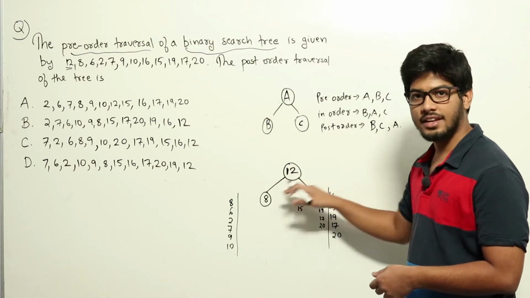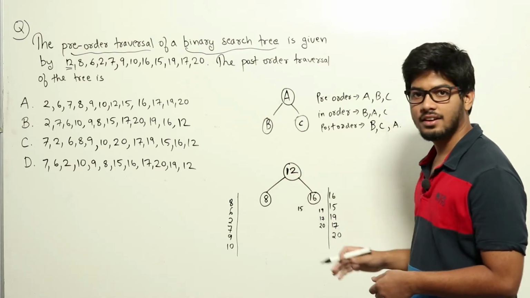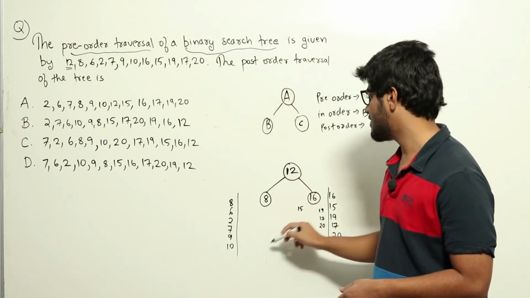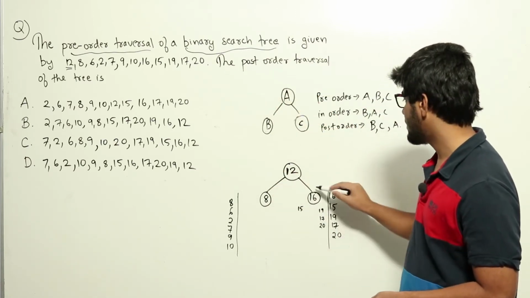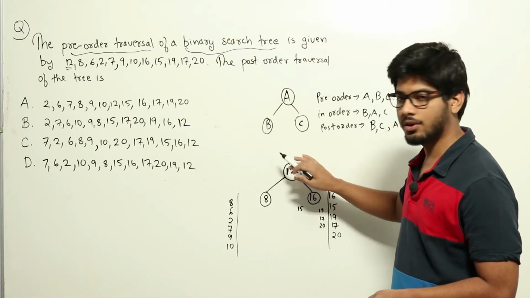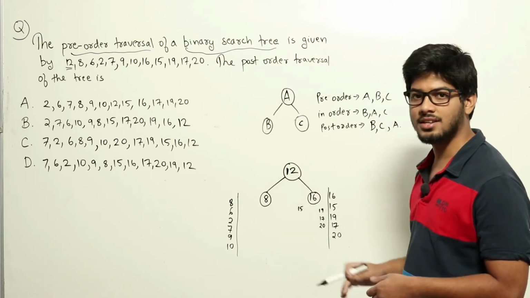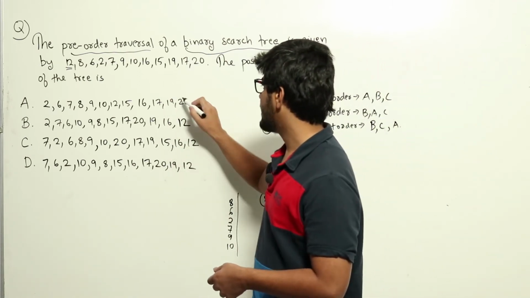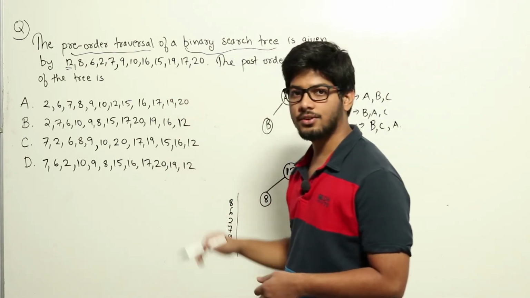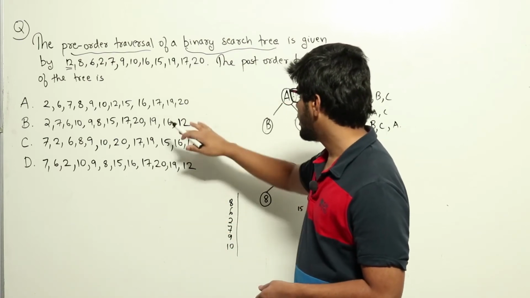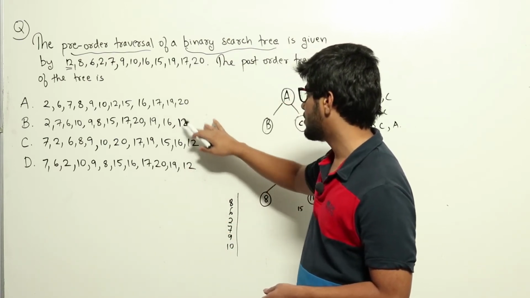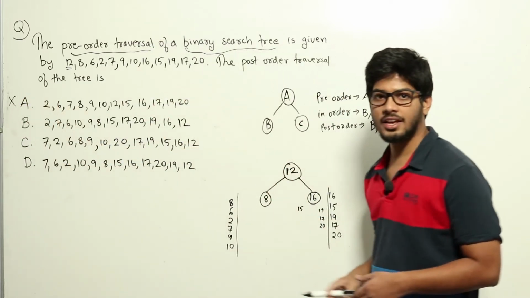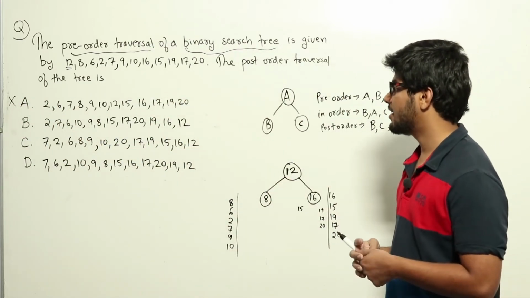So if a tree is like this, 12 and then left and right, what will happen in the post-order traversal? In the post-order traversal, it will print the left subtree first, and then it will print the right subtree, and then it will print the root node at the end. So 12 will be the last number printed in the post-order traversal. But if you look at the options, A is saying 20 is the last number printed. So clearly A is wrong. Only B, C and D are printing 12 at the last. So we can eliminate option A. We only need to look at options B, C and D now.